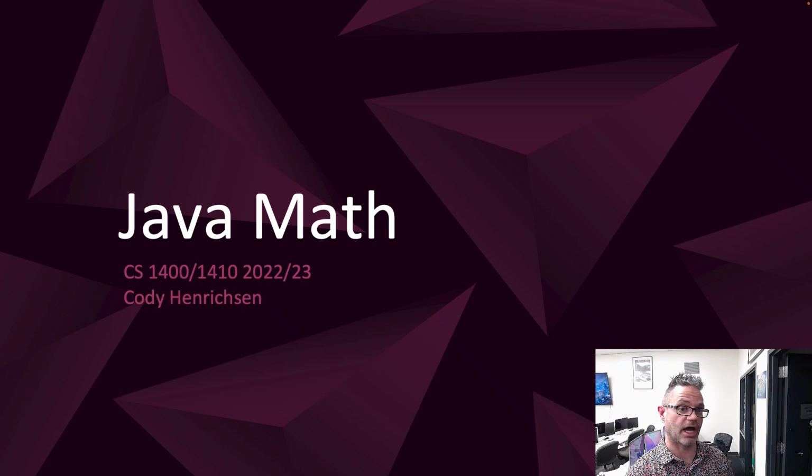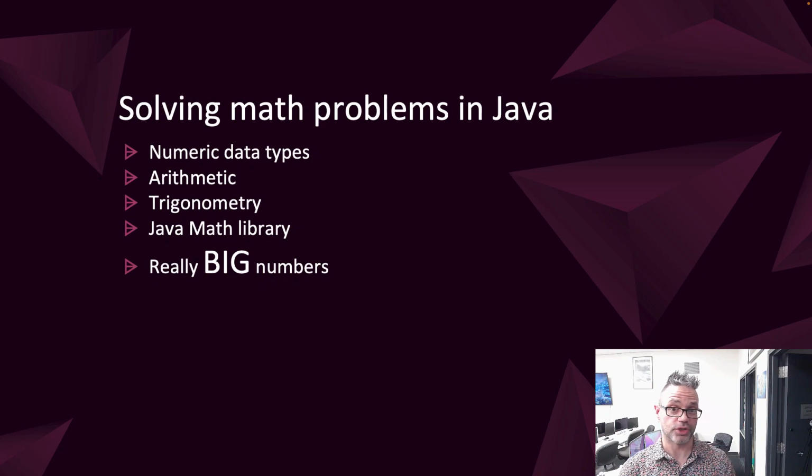Welcome. Today we're going to take a look at how we can do math with Java in a variety of different ways. A lot of things we have to do, especially in computer science, are based on the idea of solving math problems, and in Java there's no exception to that. So we have numeric data types we have to make sure we understand. We have to work with arithmetic, trigonometry, the Java math library, and how to deal with really big numbers, especially when doing scientific problems.